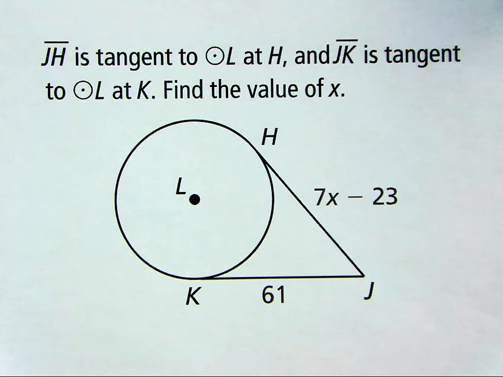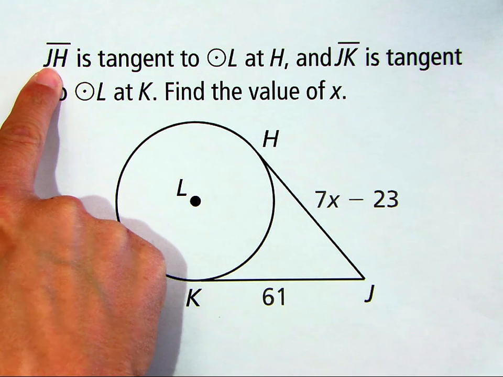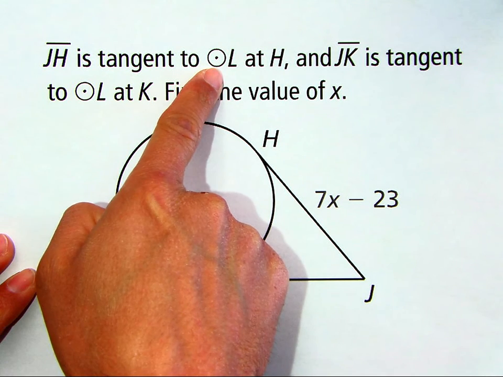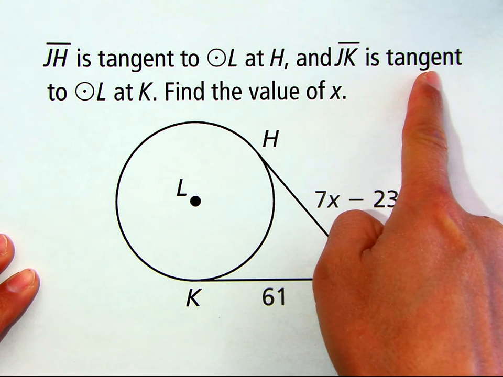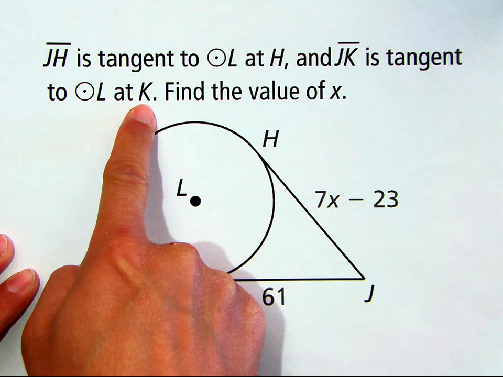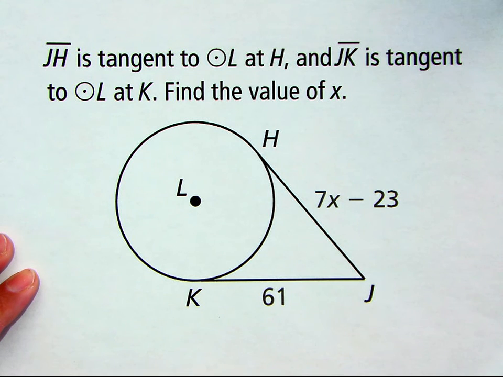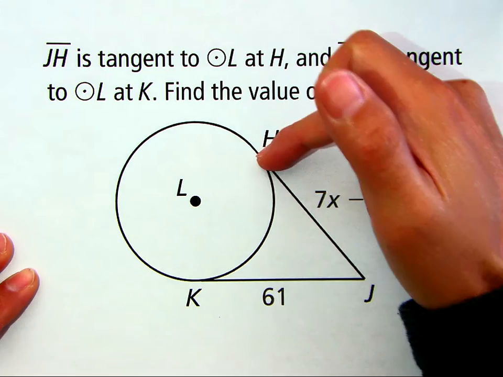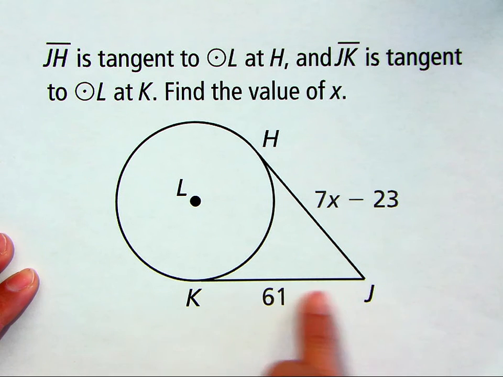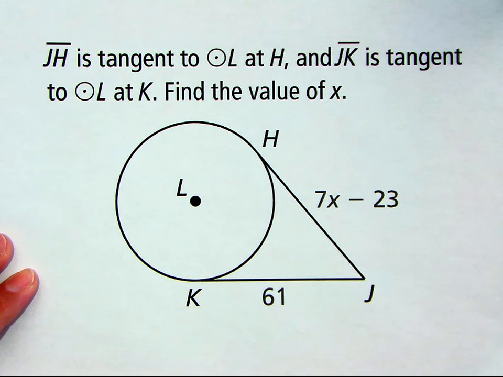Hey, welcome back. We've got a new problem here for geometry. It says that segment JH is tangent to circle L at point H, and segment JK is tangent to circle L at point K. Let's find the value of x. So here are the two tangent segments, right? We have JH, and then we have JK. We have expressions to represent the lengths of those two segments.